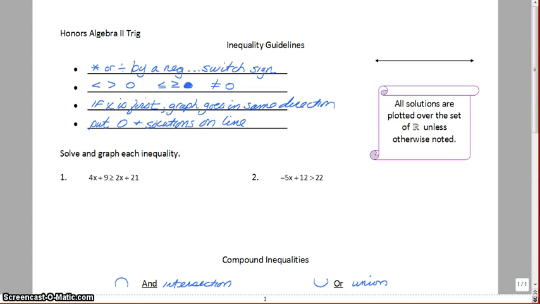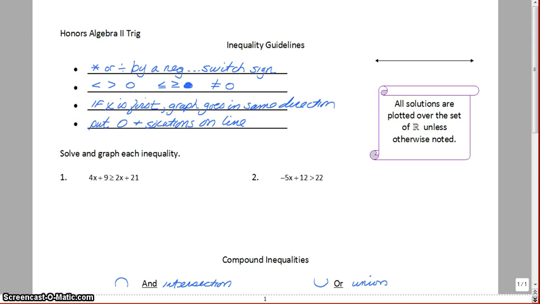Today we're going to talk about inequalities, solving and graphing. There's 4 little guidelines for this class that we're going to use when we are graphing our inequalities. The first one, remember old school stuff, when you are multiplying or dividing by a negative in an inequality, you must switch the direction of the inequality sign.